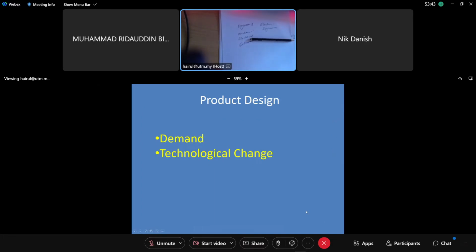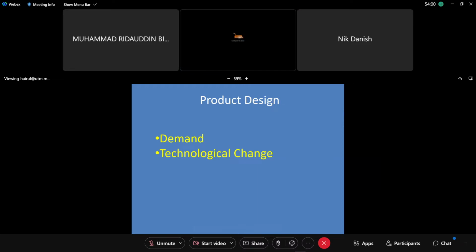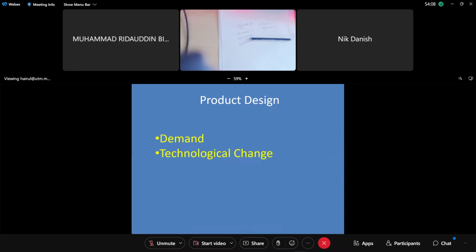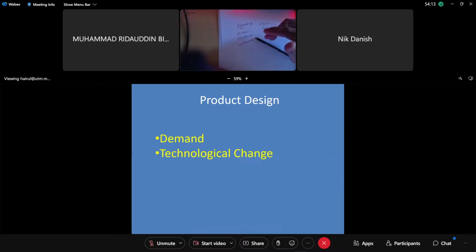So in design, now there are two kinds. One design is based on demand, one on technology changes. When you design any product, like I show you. Sorry, the light went out. Okay, there are two types of design when you design a product. One based on demand, one based on technology changes. Demand is more on something demanded from the market, demand from the world.